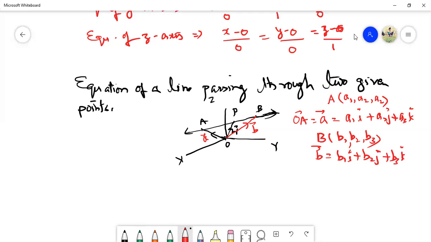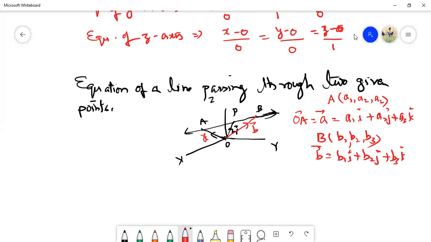So whether you are given the position vector or the point, if the position vector is given, you can find the point. Suppose 5i plus 6j plus 7k is the position vector of A, then 5, 6, 7 are the coordinates. Okay, same thing. But how to write the equation in this form?